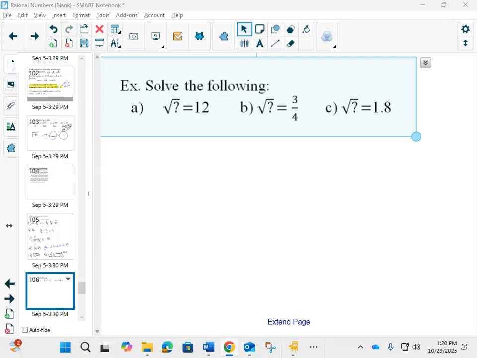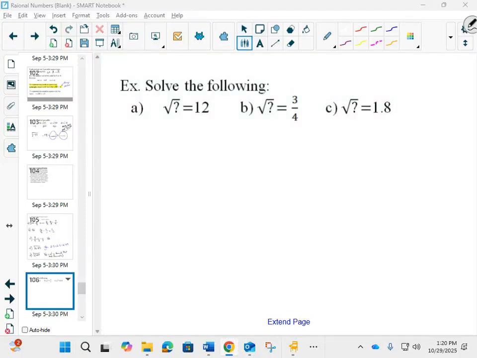Spicy again. So when we have this and you don't know what number is in there and it's equal to 12, the number that goes inside has to be 12 times 12. Does anybody know what that is? 144. Nailed it. So that would be the question mark for the first one.